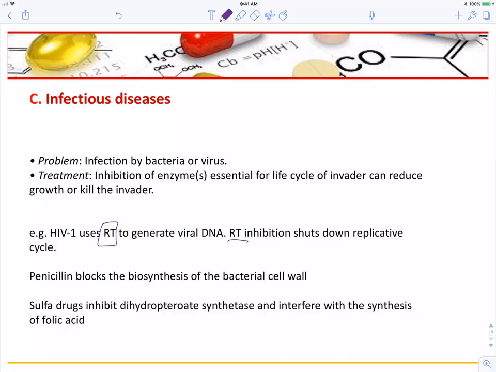Another example that we'll see is sulfa drugs, which interfere with the synthesis of folic acid by inhibiting the enzyme called dihydropteroate synthase. Humans do not generate their own folic acid. We take it from the diet. And so basically these sulfa drugs have no effect on the concentration of folic acid in the host cells.